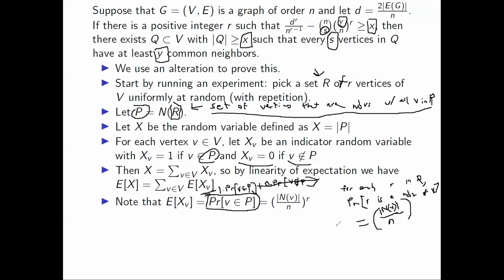And since big R has a total of r elements, and this is with repeats, and I guess this little r I used here is probably not the best variable, since to create R, we draw little r vertices uniformly at random, I might change this name here, something like little q, just to not have too many little r's around. And I think that makes everything okay. So since in our experiment we draw a total of r vertices, with repetitions, the probability that v is an element of this set P, in other words, the probability that v is a neighbor of all the vertices that we draw, is going to be this probability that we found right here raised to the r power. And that's what gives us the expectation of x of v.